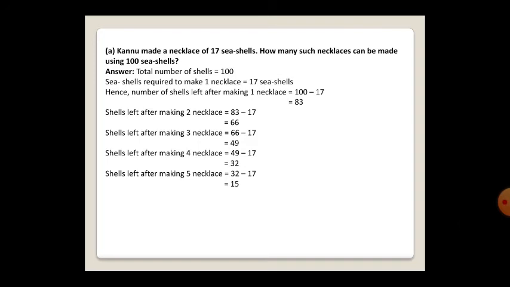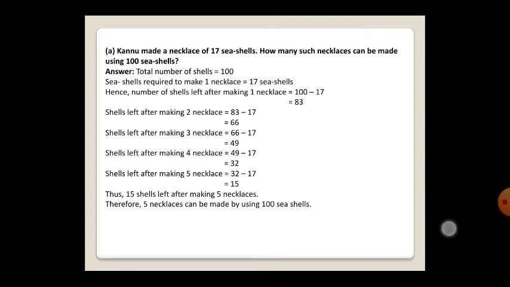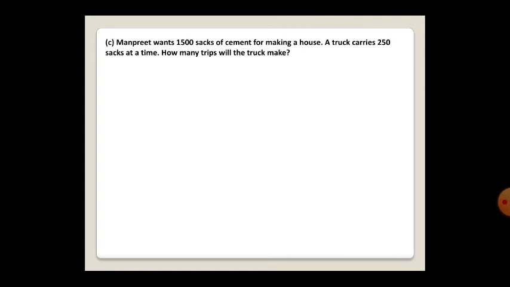See, totally how many necklaces can he make? Only 5 necklaces he can make by using 17 seashells each. So still 15 shells are remaining. Therefore 5 necklaces can be made using 100 seashells. That's it.